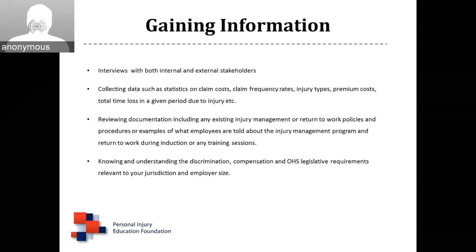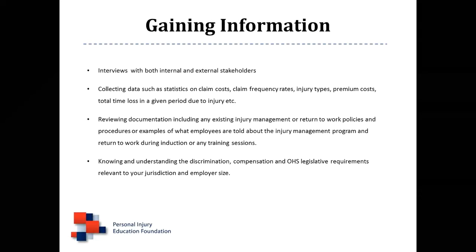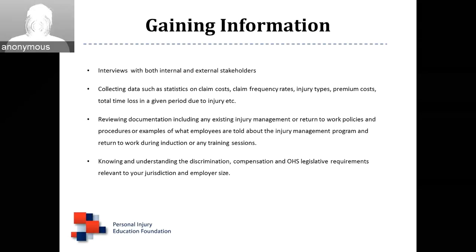So how are we going to gain this information? Some useful ways of gaining the information required for the needs assessment is just talking to people. So, interviews with both internal and external stakeholders. Your internal people might be safety managers, any existing injury management or return to work staff. Union representatives would be a really good one too, because they're working on behalf of the employees. If they've got any particular issues with the current procedures, they may be able to feed that back to you. And of course, talking to your injured or non-injured workers.